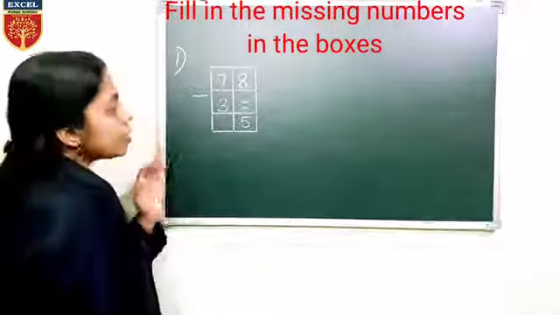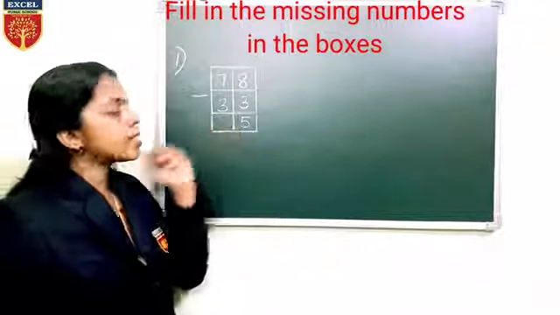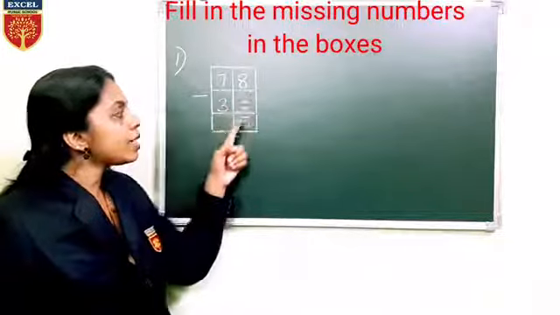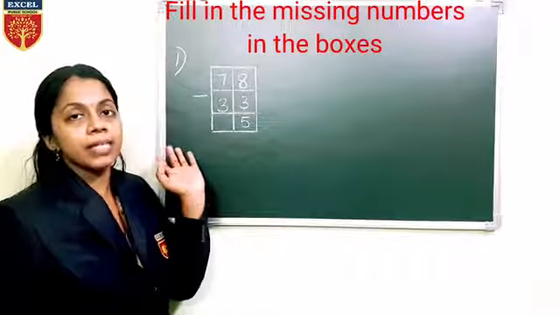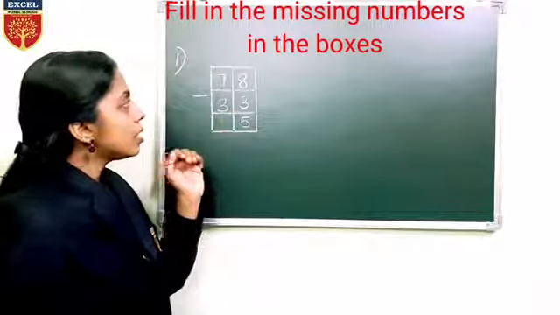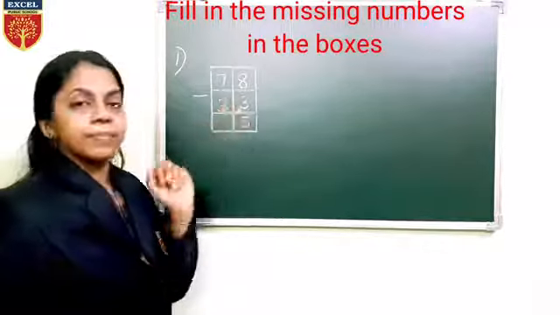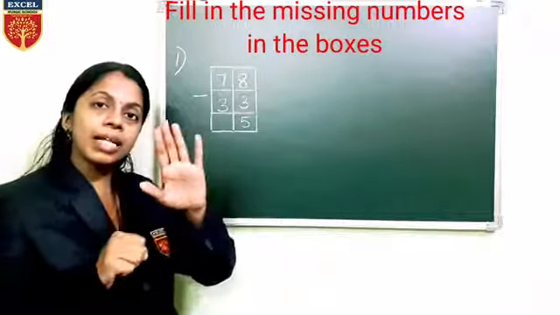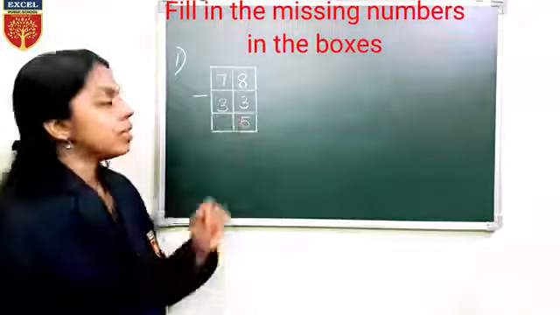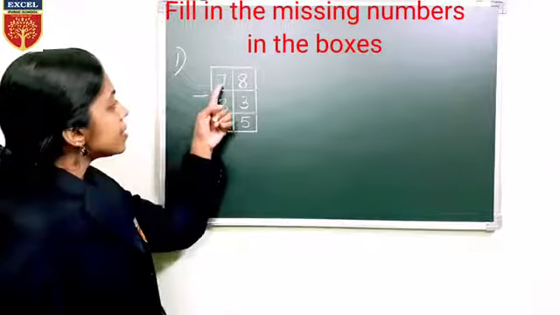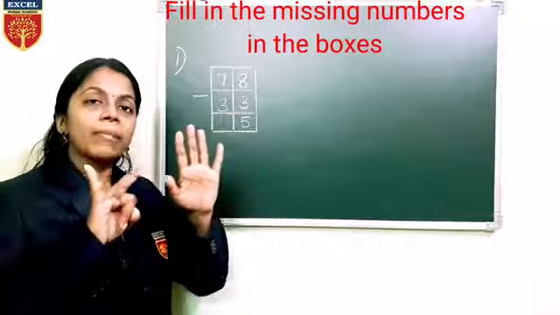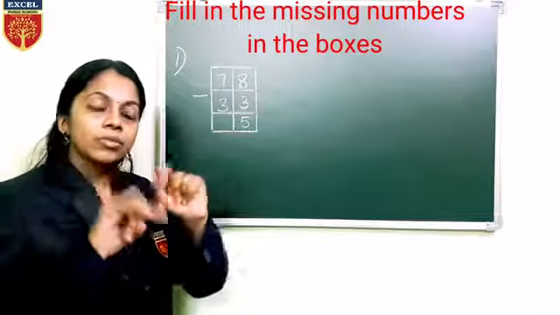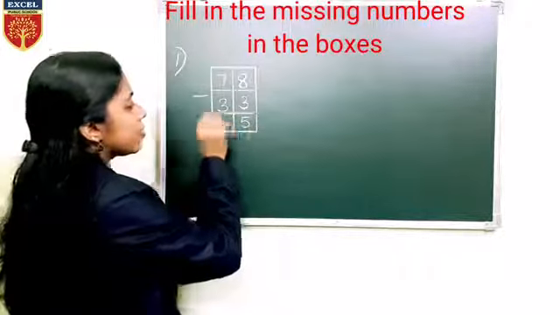So, 3. You subtract and check whether this answer is correct or not. 8 minus 3. If we get 5, our answer is correct. Let's check. 8 minus 3. Fold 3 fingers. Balance 5. Which means this is correct. Next, 7 minus 3. Fold 3 fingers. Balance 4. 7 minus 3 is 4.